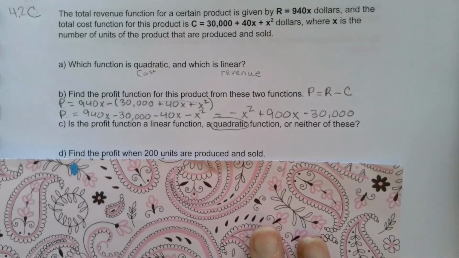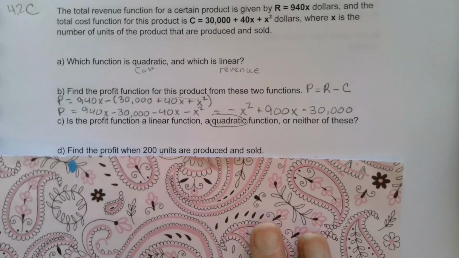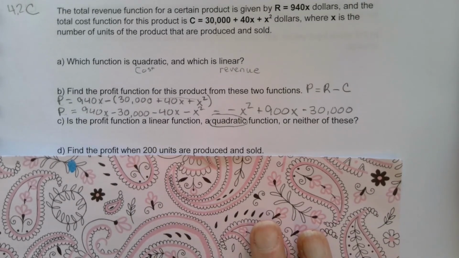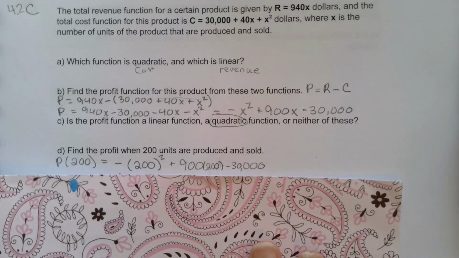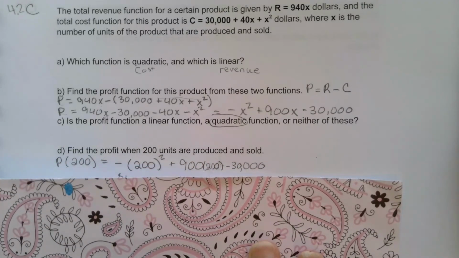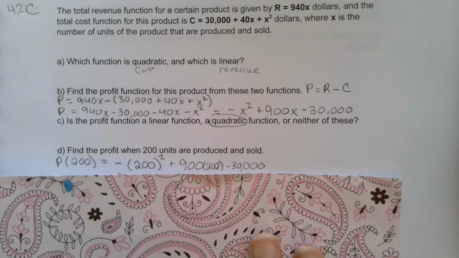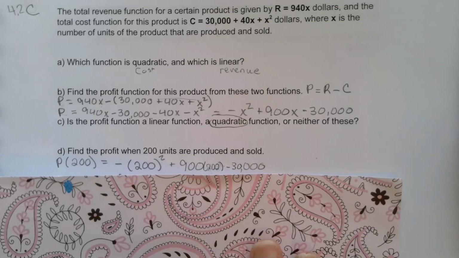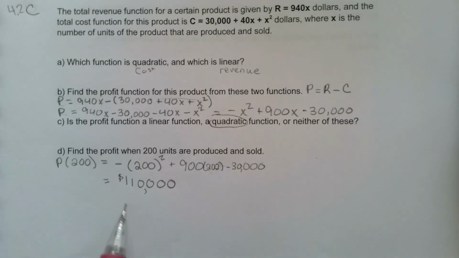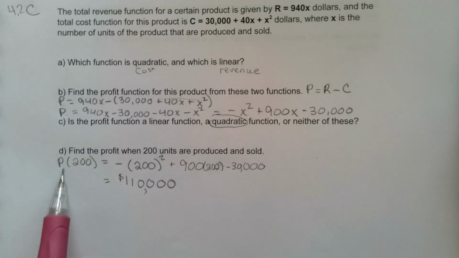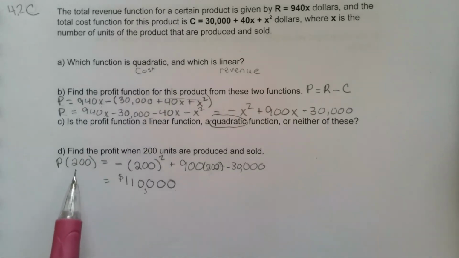Now, find the profit when 200 units are produced and sold. So that just means we need to plug in x equals 200 into my function. So when I plug 200 in to my profit function, I would have negative 200 squared plus 900 times 200 minus 30,000. When I put that in my calculator, I get that $110,000 would be the profit when 200 items are sold.